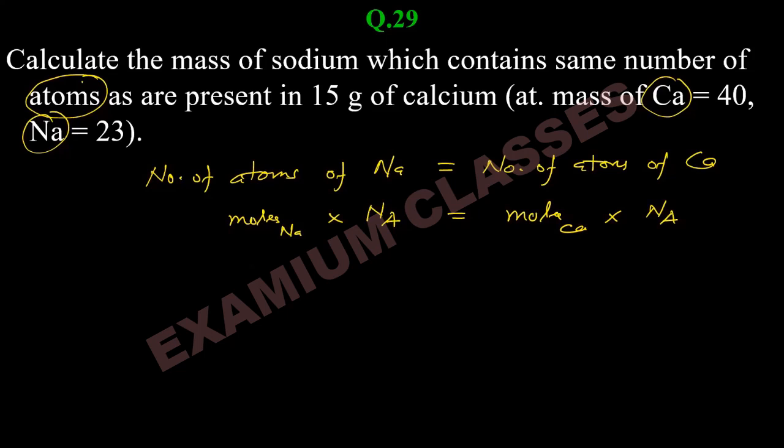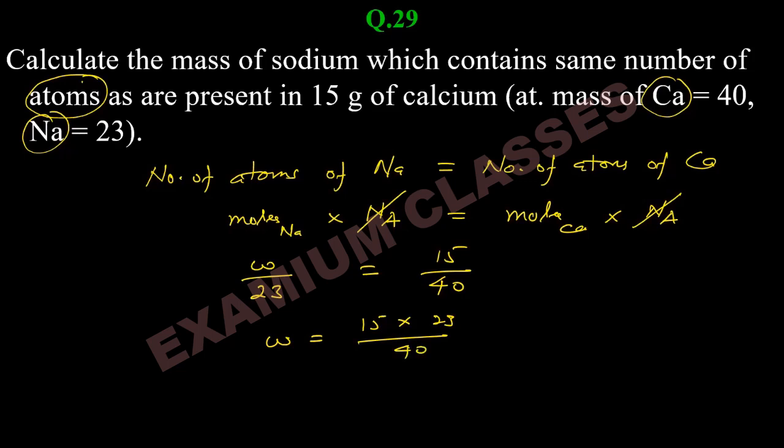And what is mole? Na got cancelled. Mole is given mass upon molar mass. Molar mass of sodium is 23. Given mass of calcium is 15, molar mass 40. So you calculate W equals 15 into 23 by 40. That is required, the mass of sodium is asked. So when you calculate, you will get 8.625 grams.